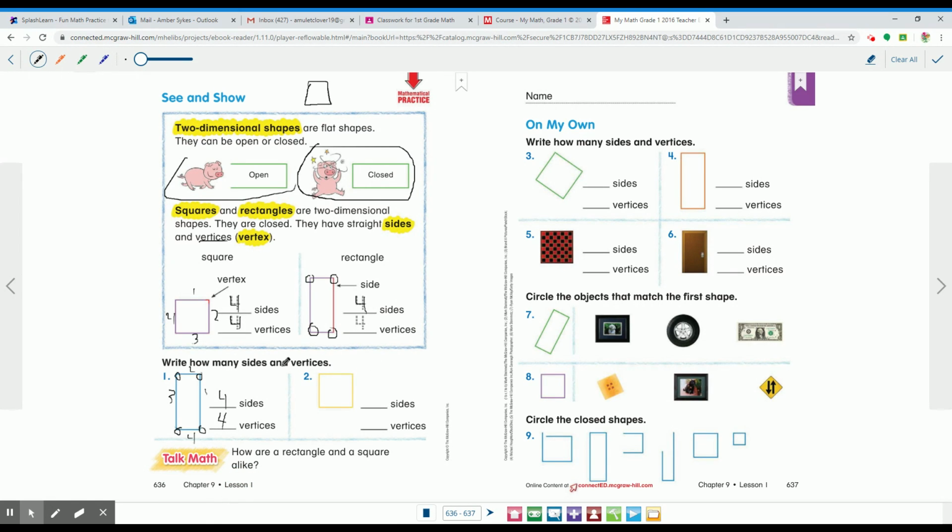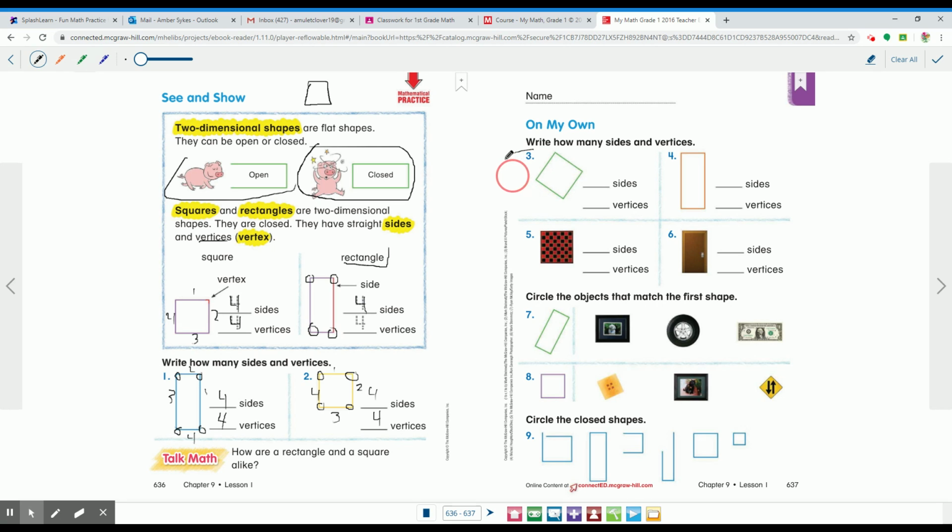What about this? This is a square. If all the sides are the same length, it's a square. You can see on the rectangle how 2 sides are long and 2 sides are short. That's what makes a rectangle a rectangle and a square a square. Squares like everything the same size. So let's see. 1, 2, 3, 4. Now how many vertices? 1, 2, 3, 4. So it's 4 and 4 again.